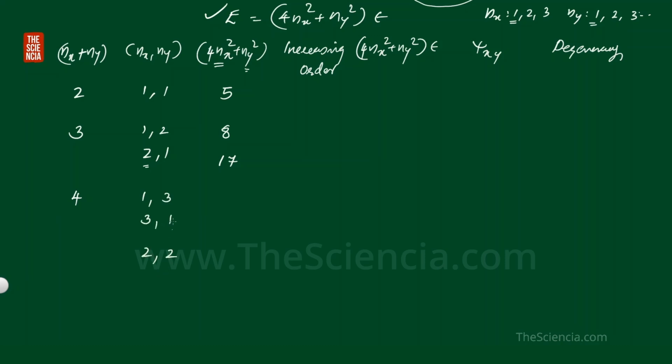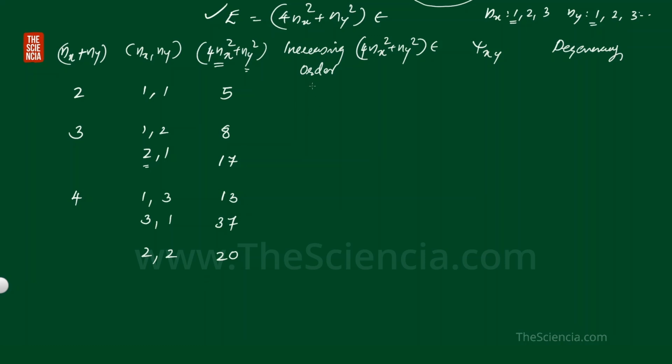So when we are substituting nx equal to 1 in this equation, we will get 4 plus 3 square, that is 4 plus 9, that is 13. Next combination is 3 and 1, that is 3 square into 4, that is 9 into 4, that is 36, plus 1, that is 37. And for 2, 2, nx is equal to 2, so 4 into nx square, that is 4 into 4, 16 plus 4, that is 20. Now we can write this in increasing order.